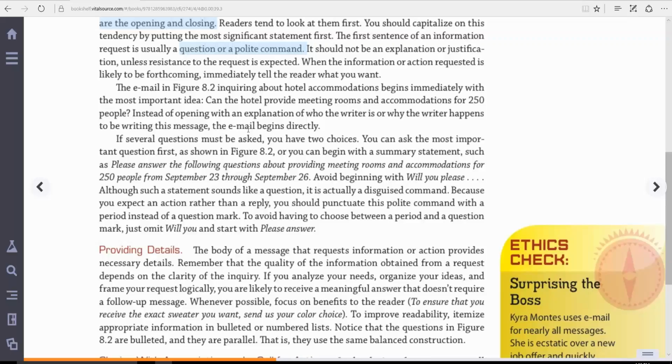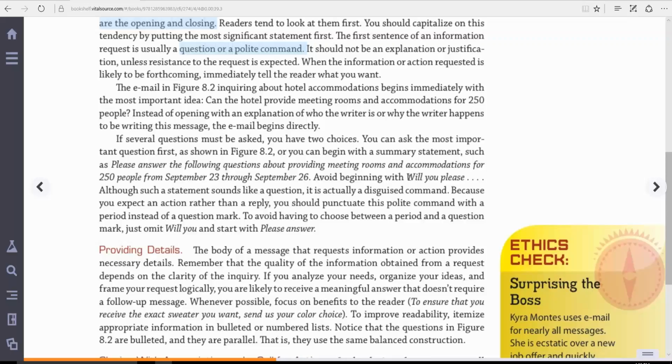So if several questions must be asked, you have two choices. You can ask the most important question first, as shown in the figure we're going to look at, or you could begin with a summary statement, such as, please answer the following questions about providing meeting rooms and accommodations for 250 people from September 23rd through September 26th. Avoid beginning with, will you please?